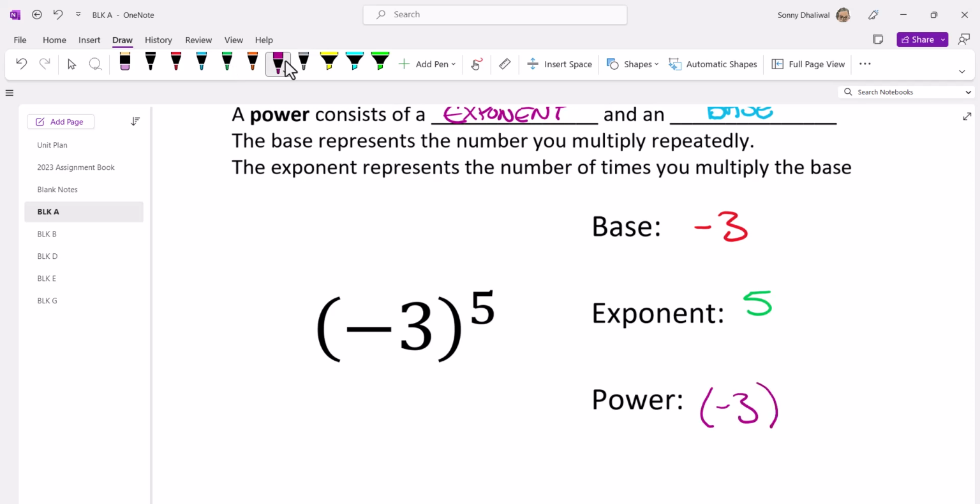Now, the last two things are right. The first one, what we're calling the base, is almost right. This is where the tricky part is.